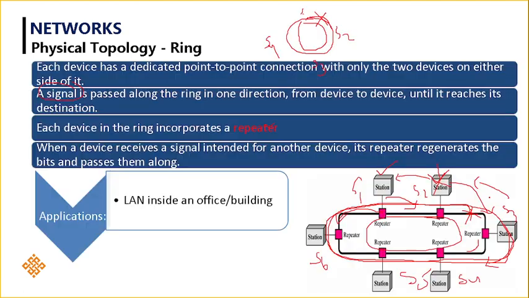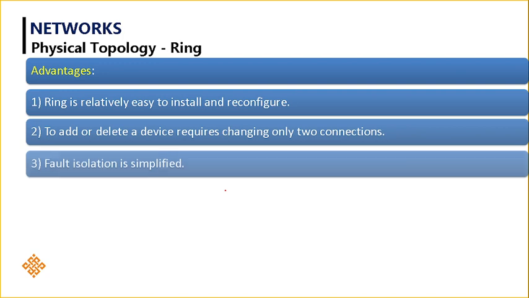And we have a few applications. We are using this ring topology mainly in offices or buildings. Like I told you, the real-time example is in hospitals or in banks, where the token system is available. There we are using the ring topology. So we will see a few advantages.